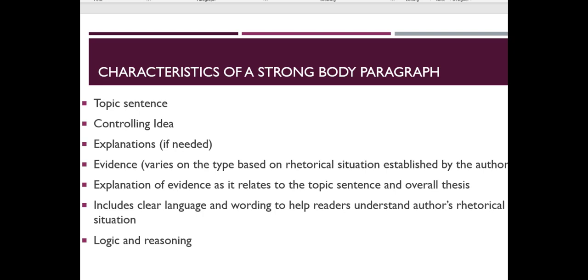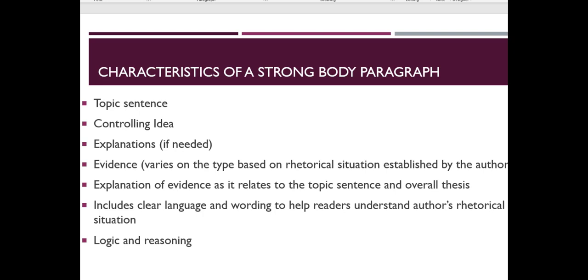Okay. As far as other characteristics are concerned, we need to ensure that we use clear language, that the wording is easy to understand, and again, that it is logical and reasonable, meaning that the ideas connect. So as I'm reading your body paragraphs, that's what I am essentially doing. Does the topic sentence and controlling idea present and support the thesis statement? Are the explanations clear? The evidence that's presented for this topic sentence logically support using the rhetorical reasons why you're including that evidence? And then are those pieces of evidence explained clearly and thoroughly as well?